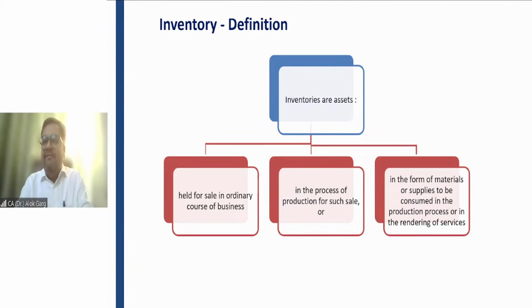Inventory, again, what is inventory? Inventory is an asset, and which kind of asset? Inventories are assets. Can you tell me what are the classifications of inventory? What kind of inventories are there? I'm sure with the knowledge of accounting standard 2 and your articleship knowledge, you can give me this answer.